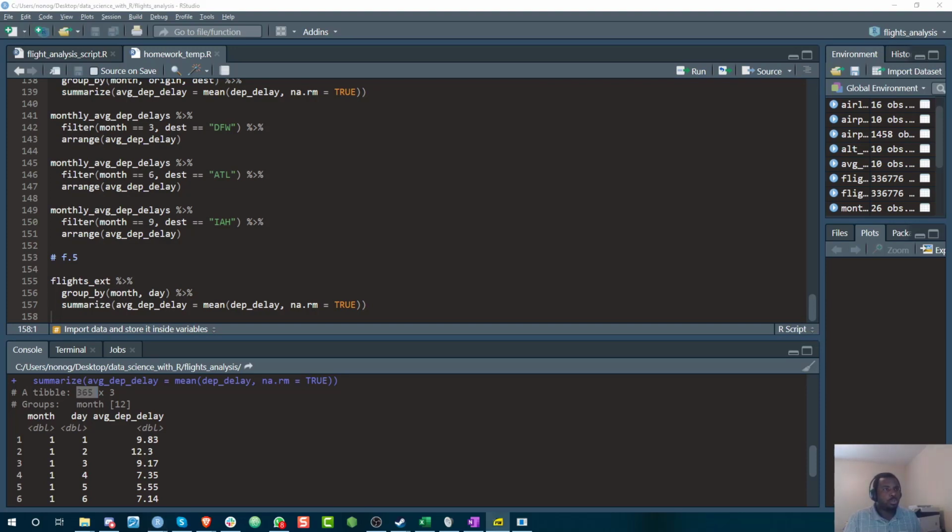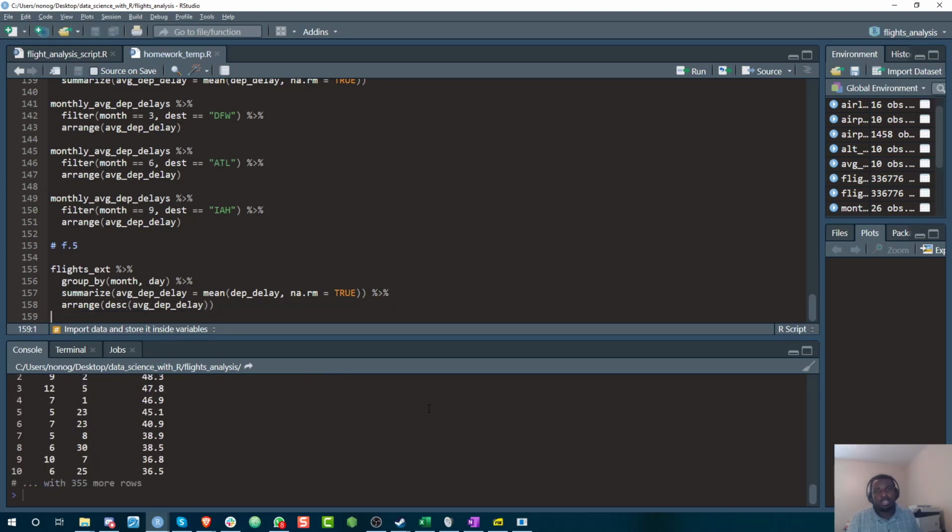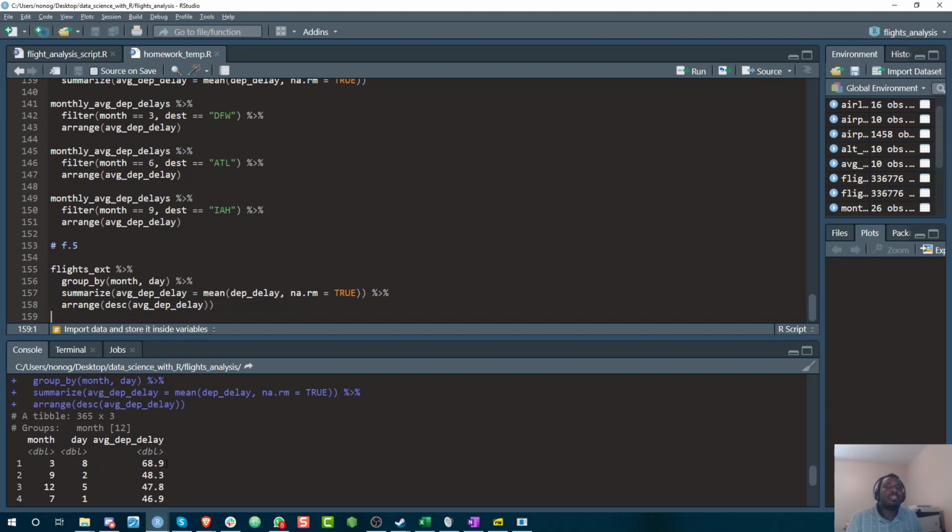Okay, so you're trying to find out what's the highest average departure delay? And because we wanted it daily, right? So now we can arrange in descending order average departure delay like this. And this is 68.9. In other words, on average on that day, which is March 8th, on that day, there was an average delay of over an hour.